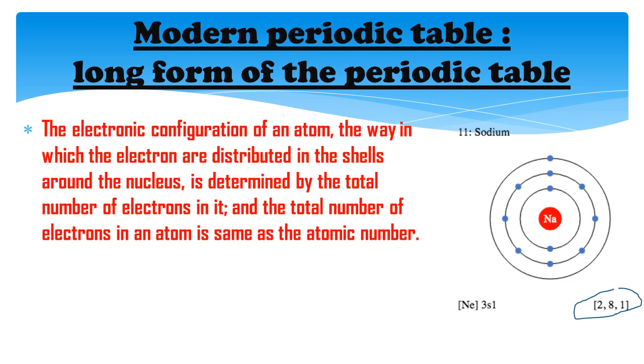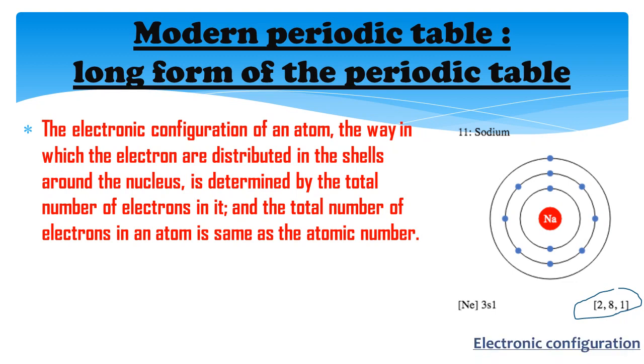Alright, so here alongside you can observe the atomic structure of the sodium element. The atomic number of sodium is 11. So the electronic configuration, that is the distribution of electrons in the orbits K, L, M, is 2, 8, 1. That means the first shell of sodium contains 2 electrons, the second shell contains 8 electrons, and the last shell, that is the valence shell, contains only 1 electron. So this is the distribution of electrons in the shells of an atom.